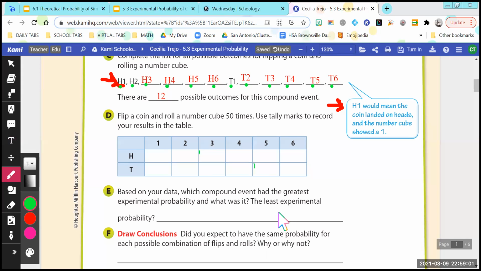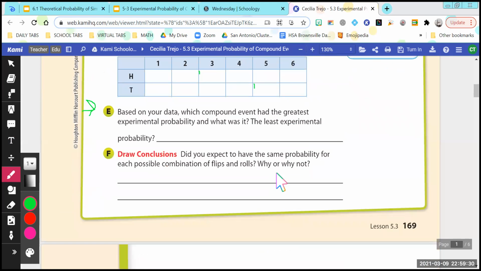So letter D and letter E are optional, in case you do happen to have the materials. Do the quick experiment, the compound experiment. Do it 50 times and then just let me know. I'm interested to see what type of data you guys get from that, okay? All right, so that is basically, in a nutshell, compound event or experimental probability of compound events, okay?